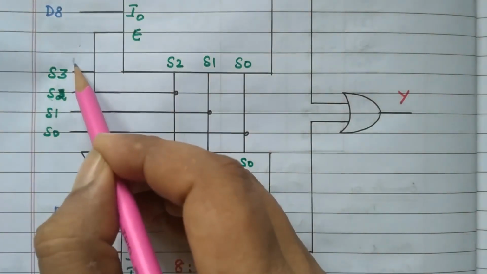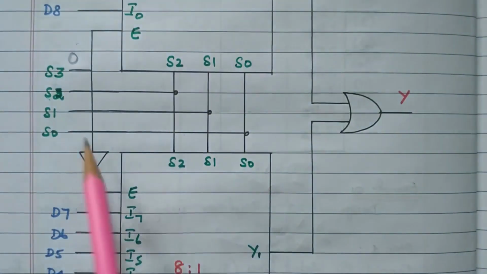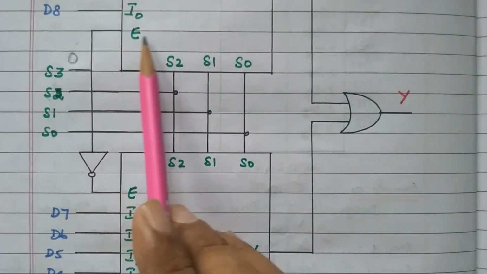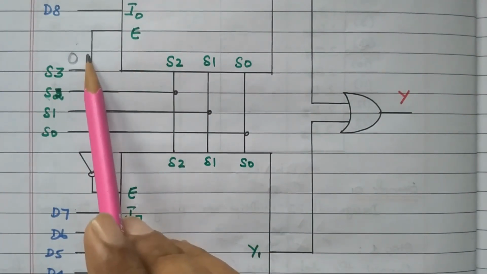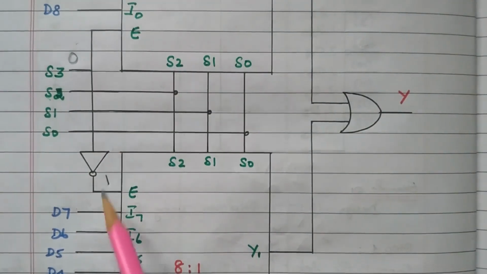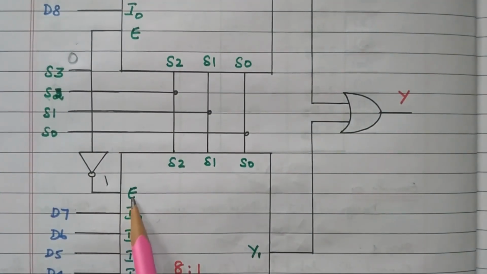Suppose S3 is 0, what will happen? If S3 is 0, the 0 is connected to the second mux, so the second mux will not be enabled. The same 0 is applied here, but here one NOT gate is available. So 0 becomes 1, and due to the 1 this is enabled. So the first mux will be enabled, right. So it will transfer the data.